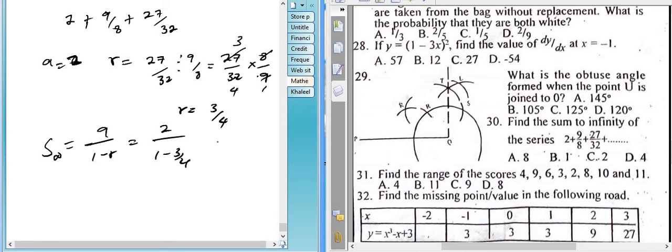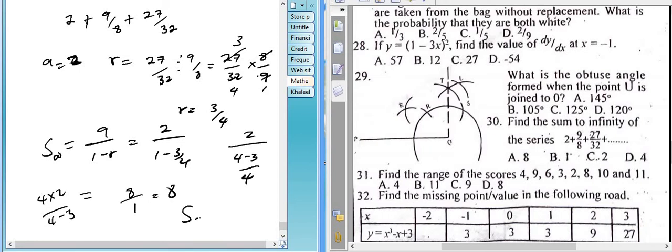So which we can have 2 all over 4 minus 3 over 4. If we take the LCM right here, which is 4, that's 4 times 2 over 4 minus 3, which is 8 over 1, which is 8. So we have the sum to infinity is equal to 8. We have the sum to infinity of 8. Yes, okay.